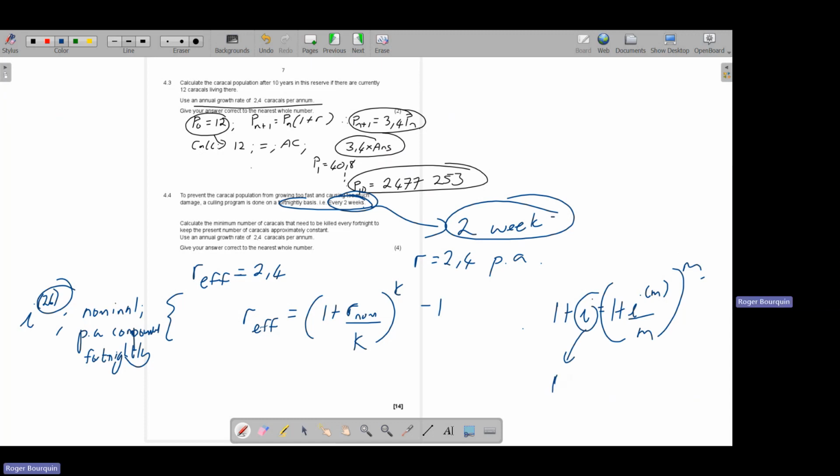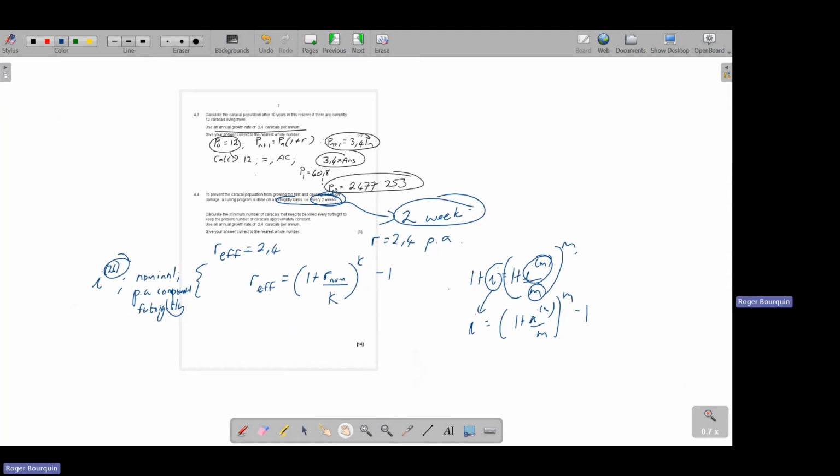So you end up with I, R effective in this notation, is equal to 1 plus I nominal. This is what we mean by I nominal over M, where M is the number of times you collect interest in the year. So you end up with the same formula, 1 plus I to the M over M to the M minus 1. Okay, so we know that R effective is equal to 2,4 or 240%. So 2,4 is equal to 1 plus, we're looking for R nominal fortnightly. So there are 26 fortnights in a year. So it's over 26 to the 26 minus 1.